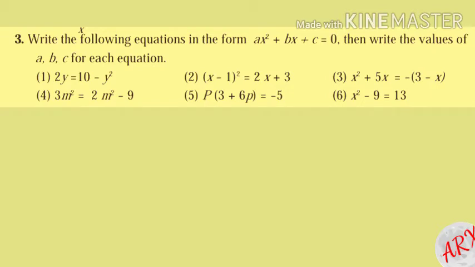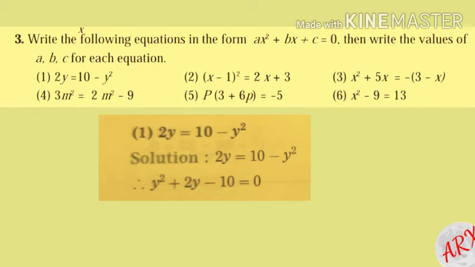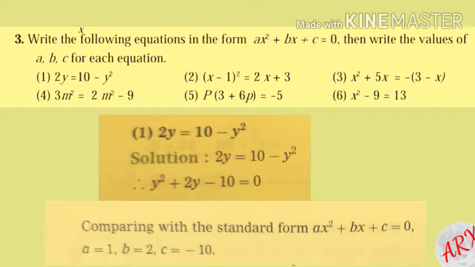Question number 3. Write the following equation in the form of ax square plus bx plus c equal to 0. Then write the value of a, b, c for each equation. Question number 1. 2y equal to 10 minus y square. Now shift minus y square and 10 towards the left hand side. It will become y square plus 2y minus 10 equal to 0. If we compare with ax square plus bx plus c equal to 0, then a will be 1, b will be 2 and c equal to minus 10.